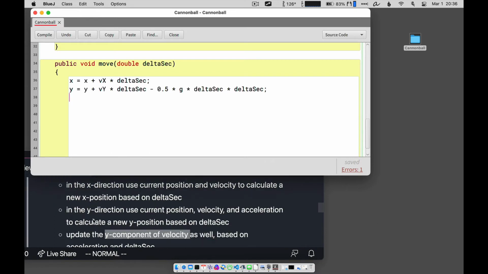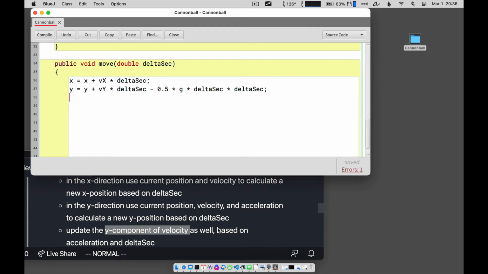And then finally, they say down here, don't forget to update the y component of velocity. So the x component is going to just stay as it is, so I don't need to update that. It's just going to stay constant.